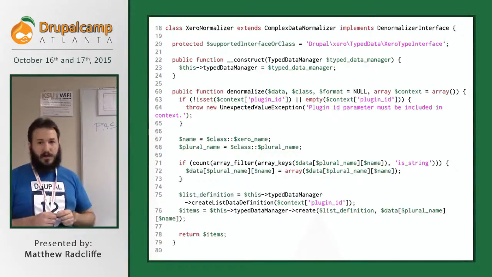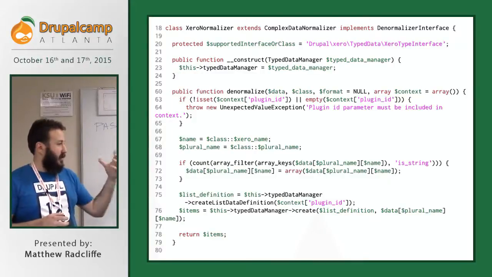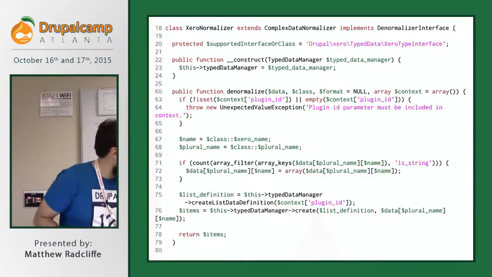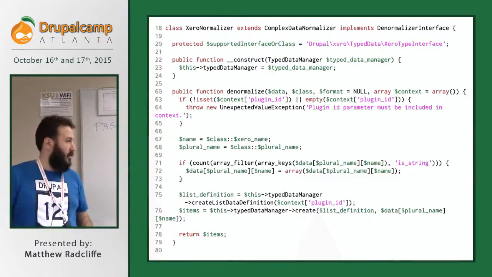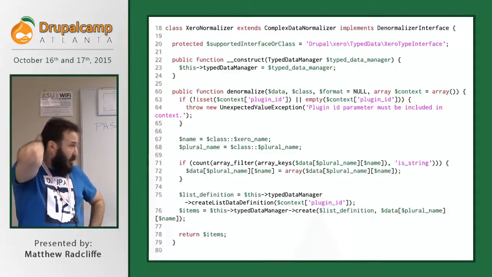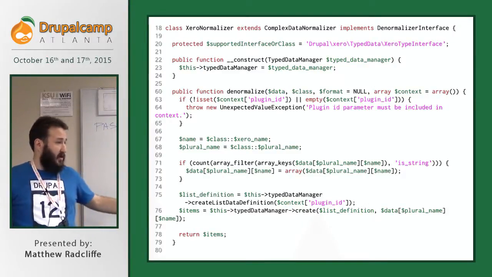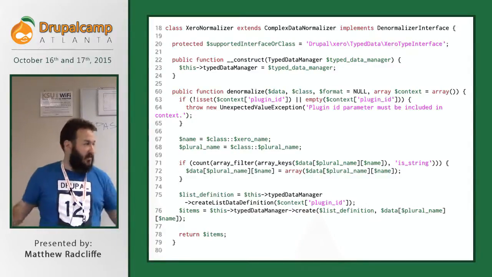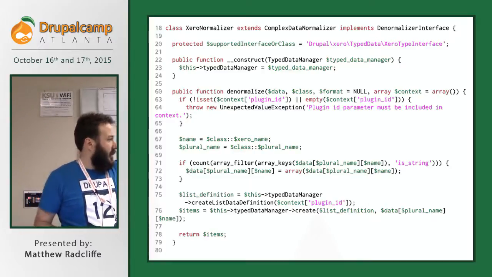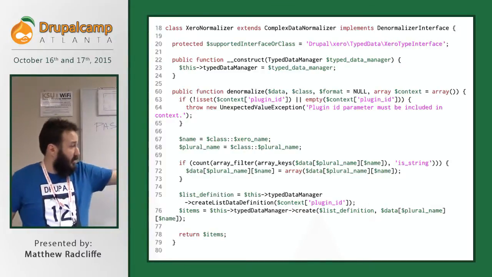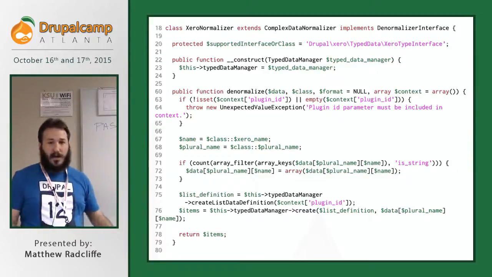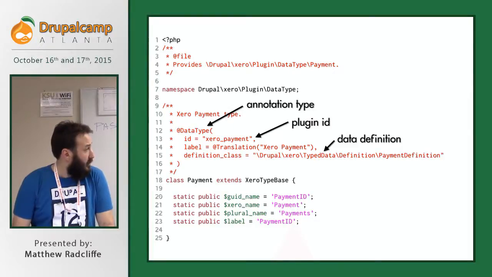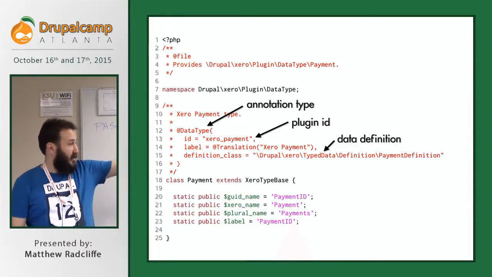That's the specific thing we need to instantiate our data types, to go from the raw data into the Drupal data type. So again, this is an abstract implementation, so I can use this normalizer and denormalizer for any of the data types I've defined. I call the typed data manager, which has a method called create list data definition, and that takes a plugin ID. And if you remember the plugin ID, right? It would take Xero payment.